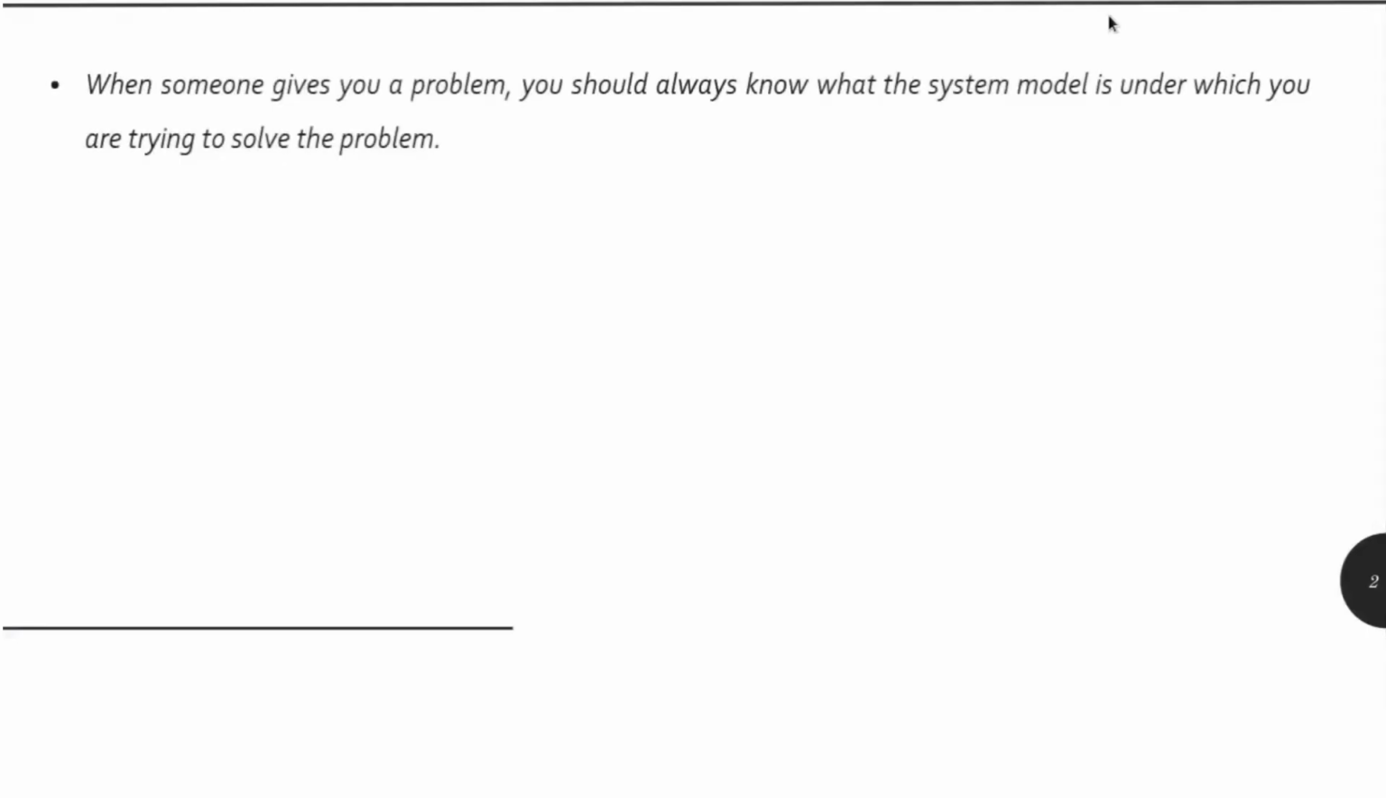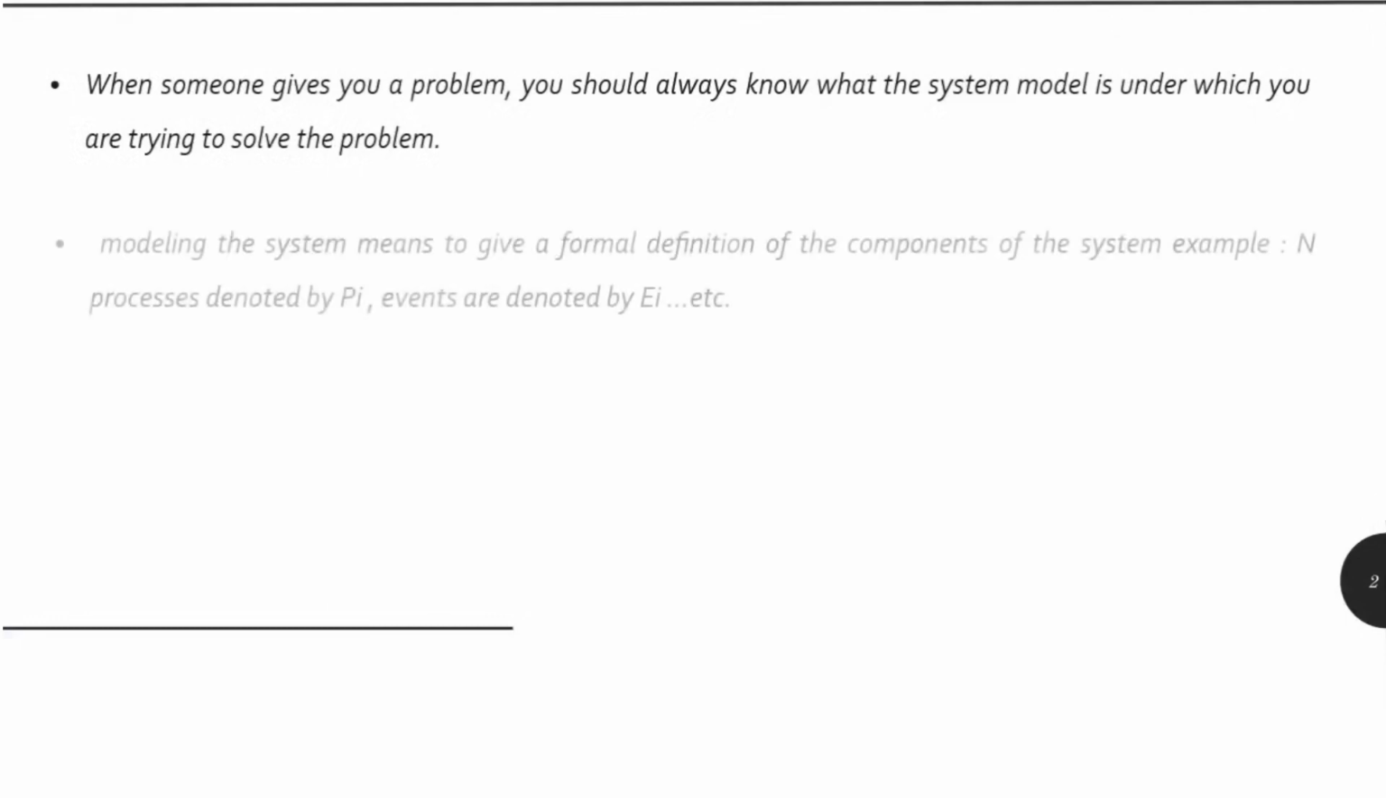When someone gives you a problem, you should always know what the system model is under which you are trying to solve the problem. Modeling the system means to give a formal definition of the components of the system. For example, we have n processes denoted by Pi, so P1, P2, P3, P4, and so on and so forth. And you can denote events by Ei, so you can say event E1, E2, E3, E4, E5, E6, E7, and so on and so forth, to just give a formal definition of the components.